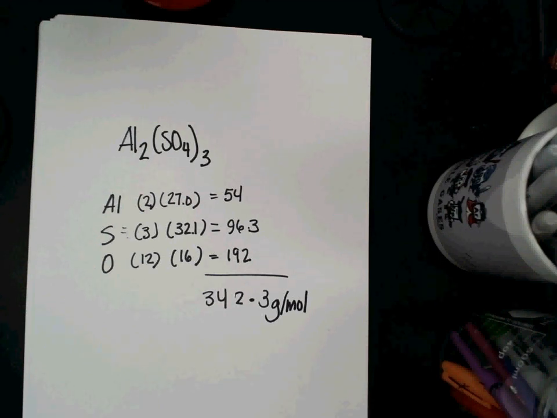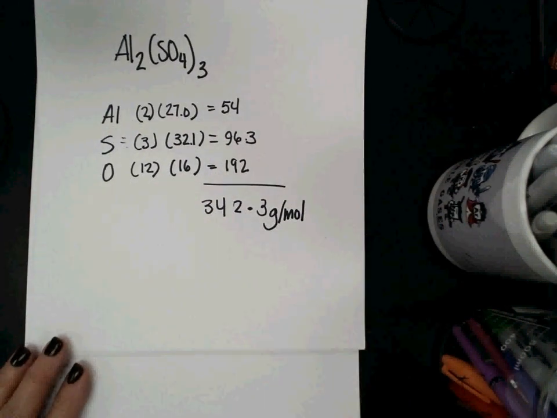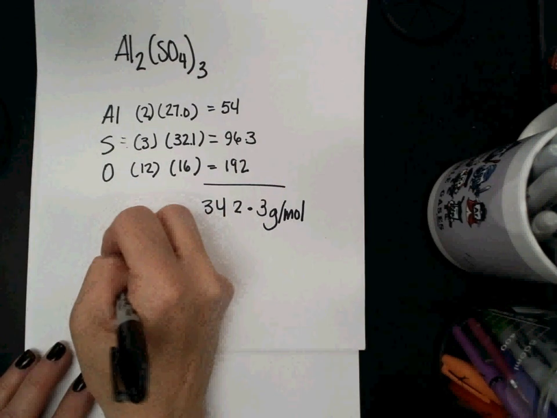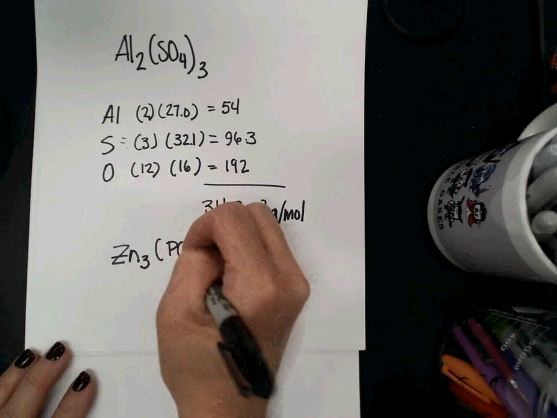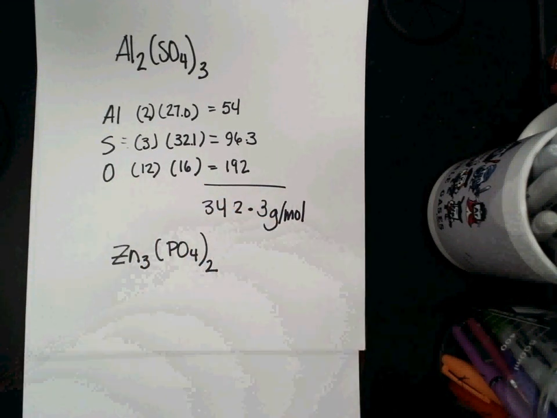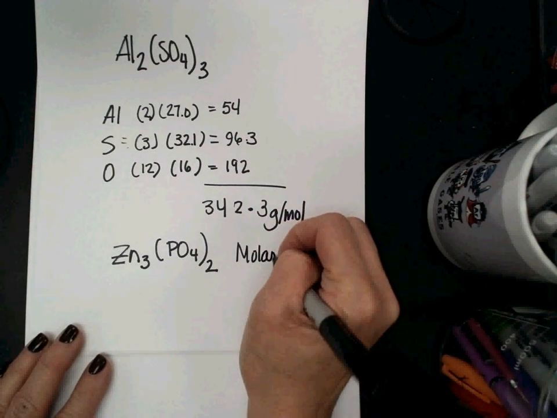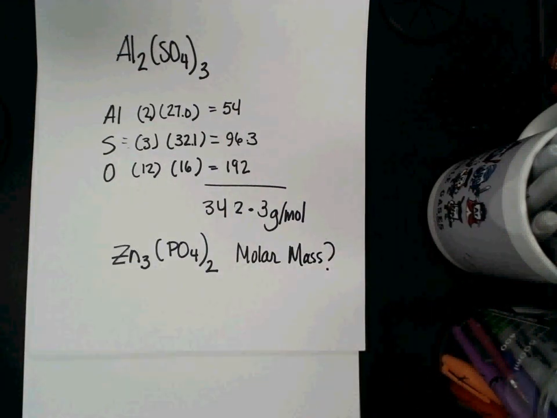Okay, I'm going to give you one to try, and I want you to work all the way through it by yourself. Let me think of a good one. That would be called zinc phosphate. What's its molar mass? Calculate it. List your elements out just like I did. I'll be looking for that on your quiz or test or whatever we do with it.